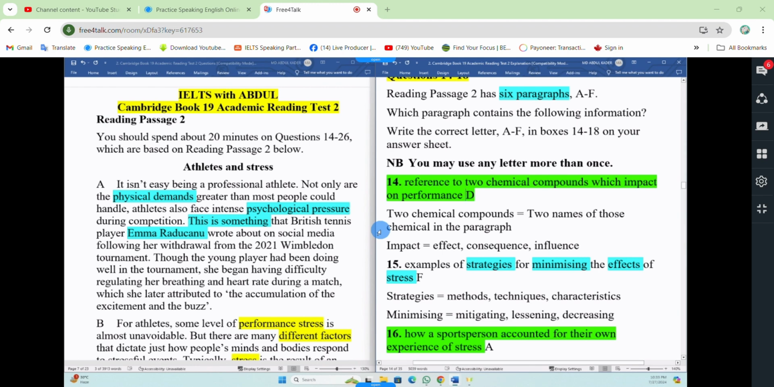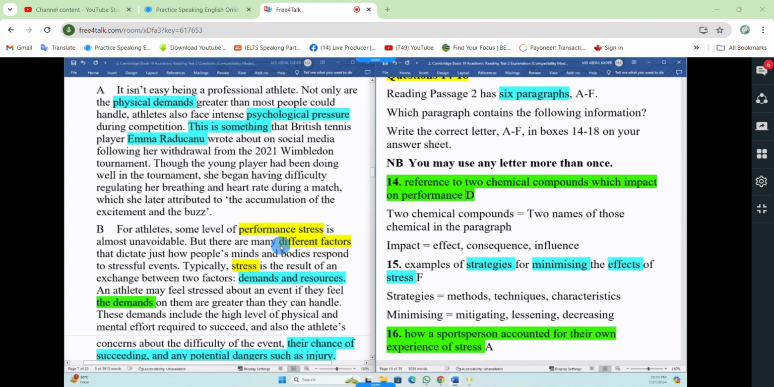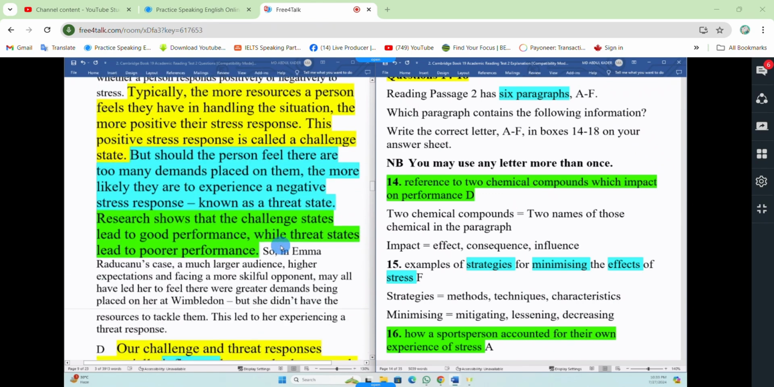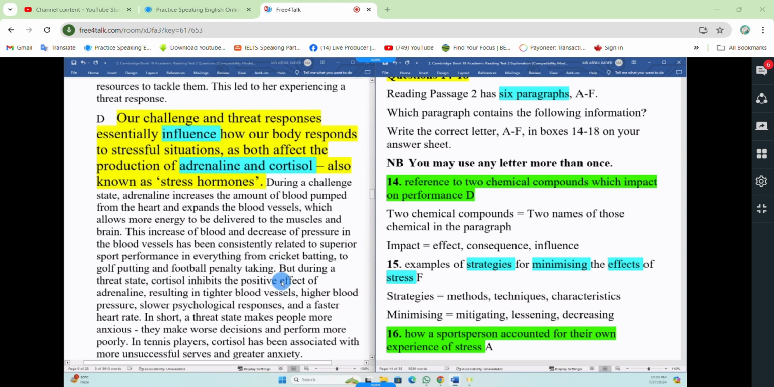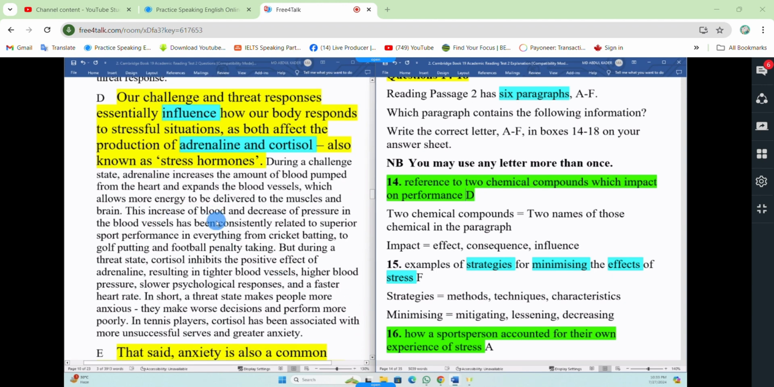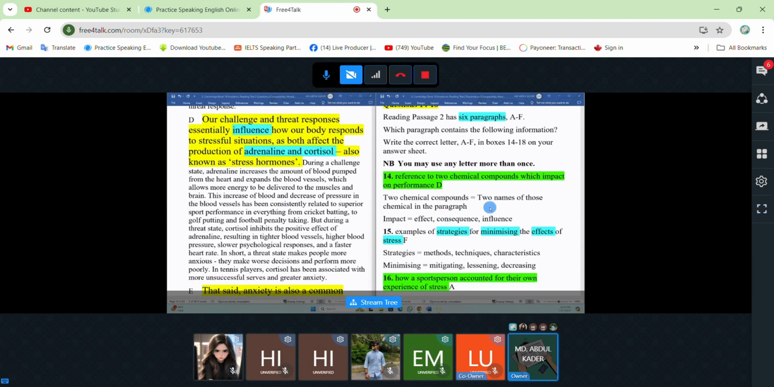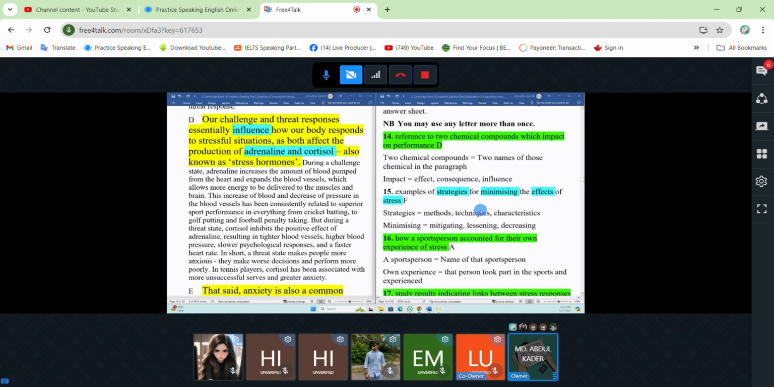What have we learned today from this session? We've learned some vocabulary regarding two chemical compounds. We've got the names of these two chemical compounds. The first is adrenaline and the second one is cortisol. If you read further lines, I hope you will get to know what these chemical compounds are and how they work. The second word we've learned here is impact. Instead of impact, we'll have the word effect, consequence, or influence.